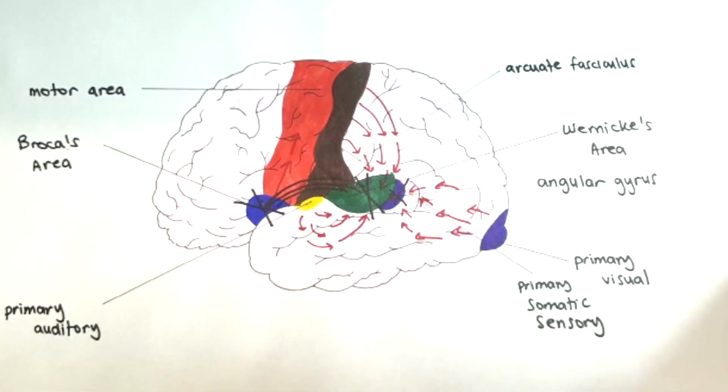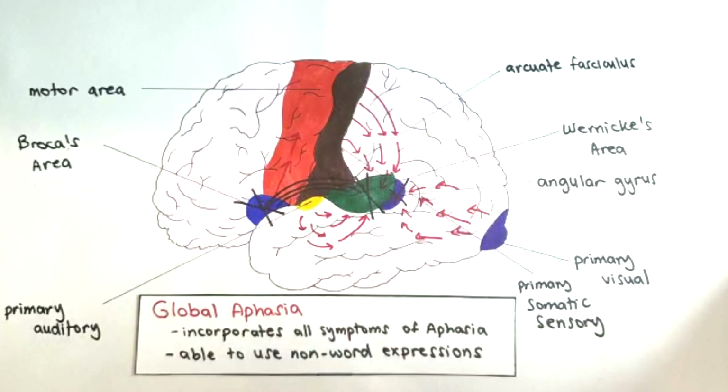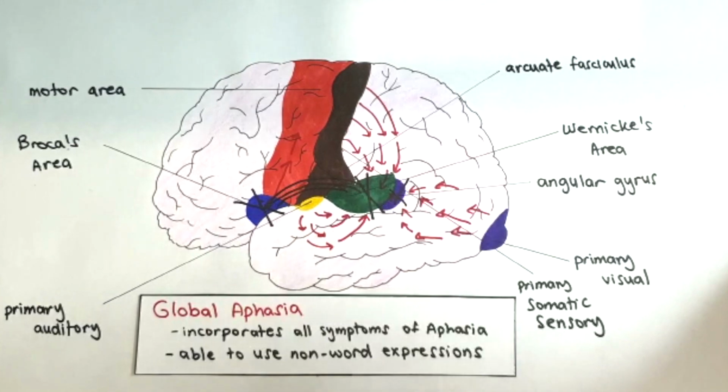The final type of aphasia that we will be discussing is known as global aphasia. So let's say, for example, the damage or lesion is so extensive and so big that it affects a majority of the area of speech. Now, in this type of aphasia, a person loses their ability to comprehend or construct spoken or written words, and they also have difficulty in repeating words or phrases. However, they possess ability to use non-word expressions.